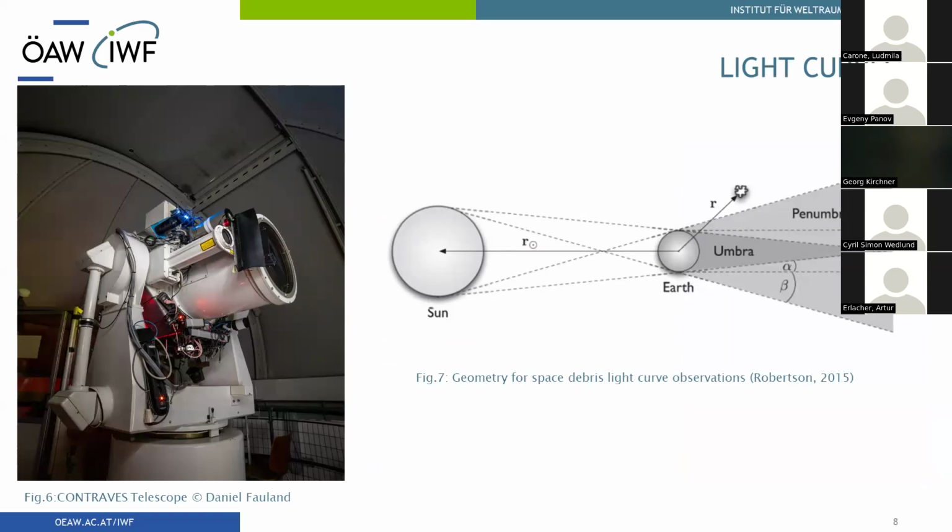Light curves can only be gathered if the object is still illuminated by the sun. I hope this figure makes it clear. We have the sun, the light source, and we, the observer, are already in Earth's shadow. But if the object is still illuminated by the sun and has not yet entered Earth's shadow, we can capture its brightness. Here on the left-hand side, you see our Contrabas telescope, which is the main telescope we do all our measurements with.